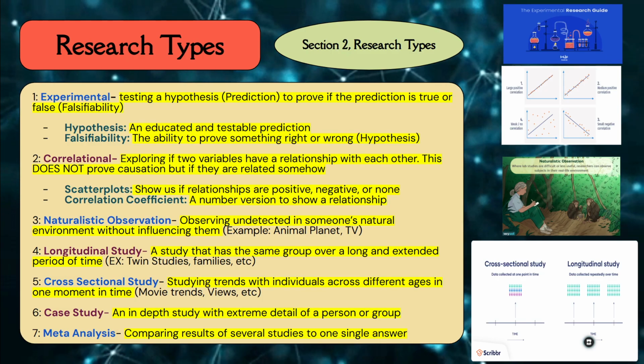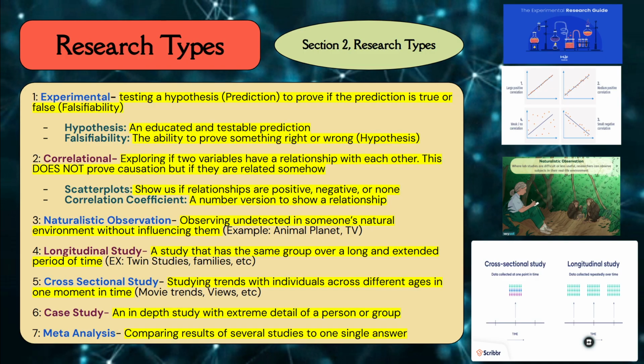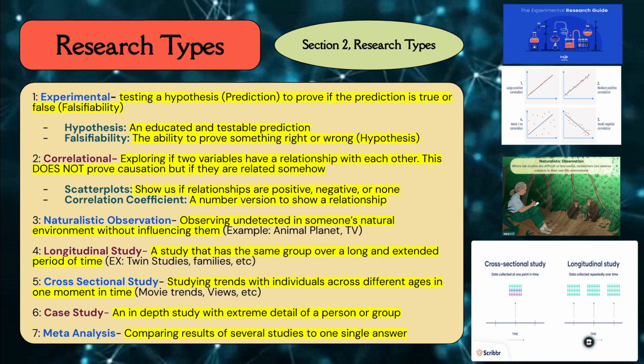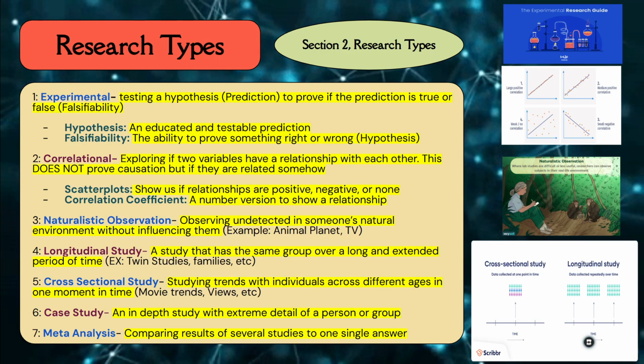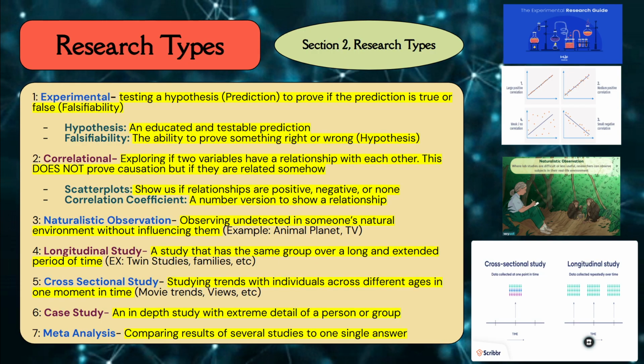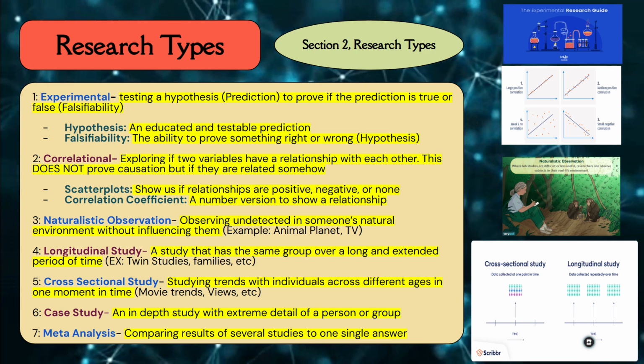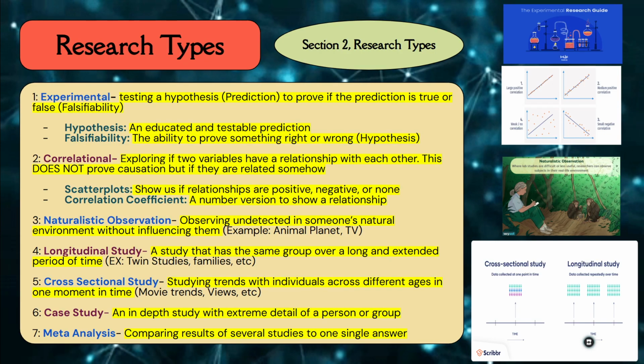Now, naturalistic observation, this is when we are observing someone or something undetected in their environment. So, for example, it could be an animal in the wild. It could be somebody in class. It could be somebody in public. We're observing without them noticing they've been observed, which helps them have their basic normal behavior and interactions. We're not influencing them in any way.